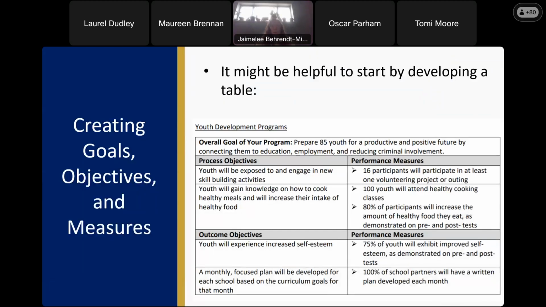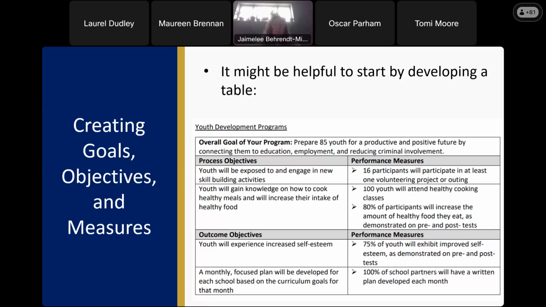So the next part of this is thinking about how you all are going to create those goals, objectives, and measures, and how you'll detail them. One way to do this might be helpful to start by developing a table, right? So here's an example in this slide of what the table looks like. This is just an example of youth development programs, right? So it goes through the goal of the program, the process objectives, those performance measures related to process objectives, the outcome objectives, and then the performance measures related to those.